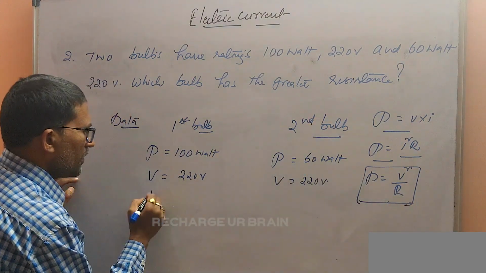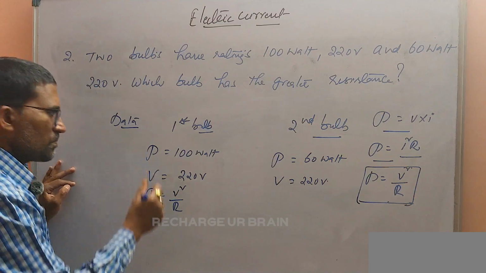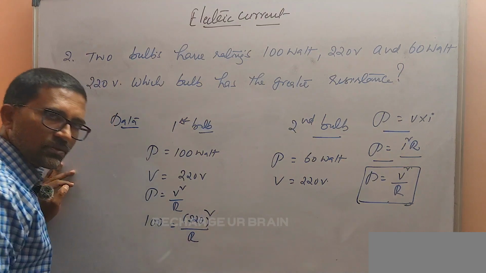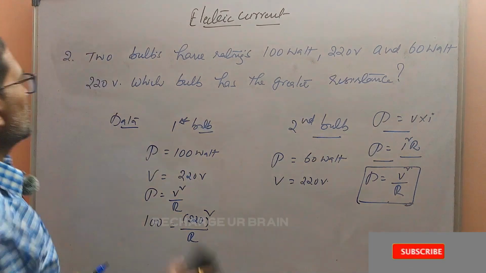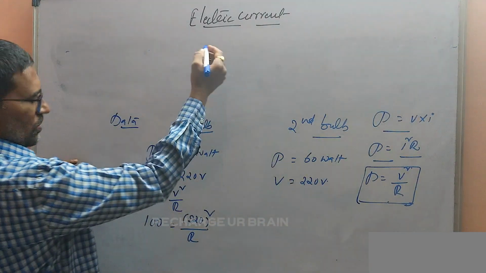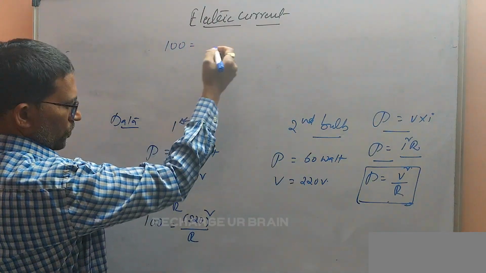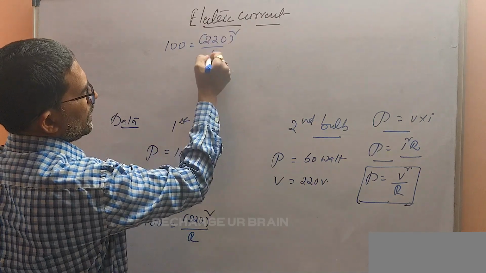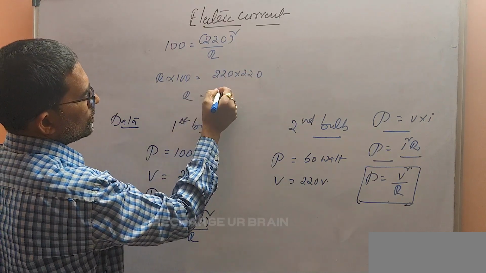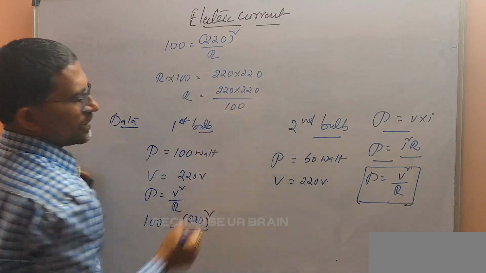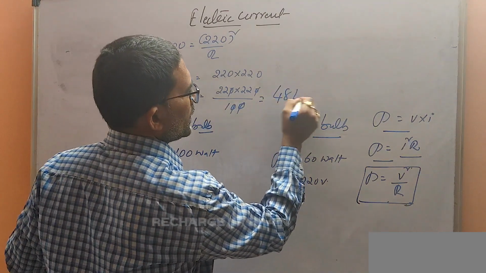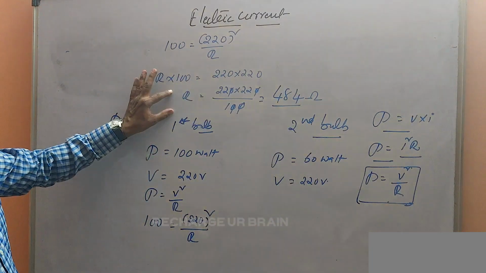Now this formula, power P is equal to V square by R. First bulb power P is equal to 100, is equal to V square, that means 220 whole square by R, you have to find out. So 100 is equal to 220 square by R. Now R into 100 is equal to 220 square, which I write as 220 into 220. R is equal to 220 into 220 by 100. Now the zeros get cancelled, we become 22 into 22. I hope so, this is 484 ohm. This is the resistance related to the first bulb.